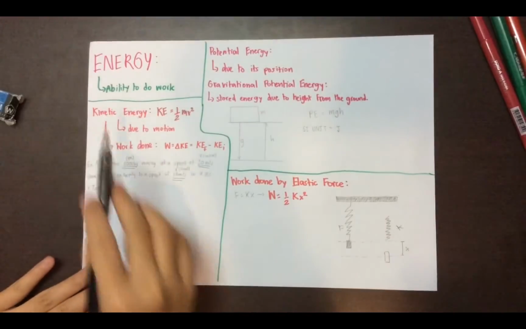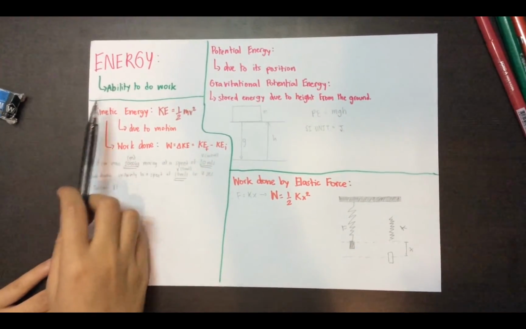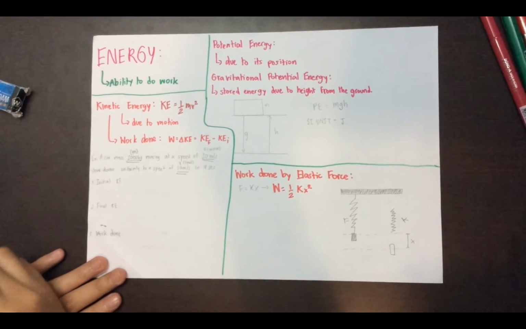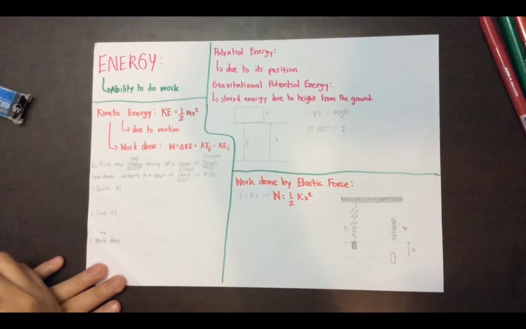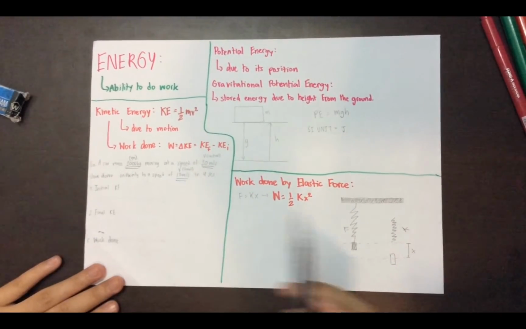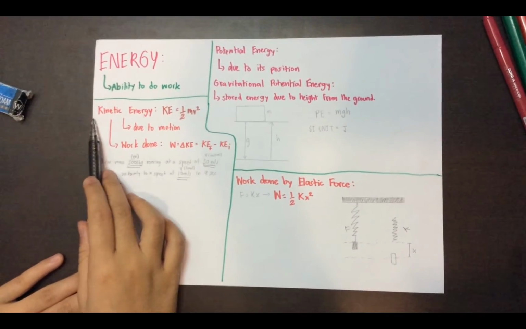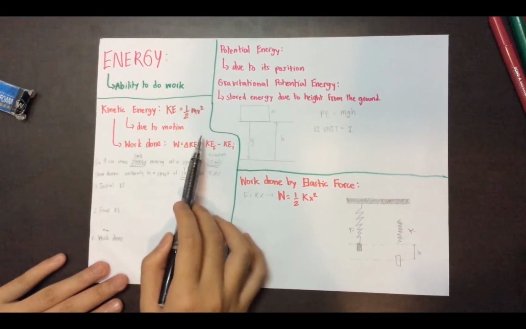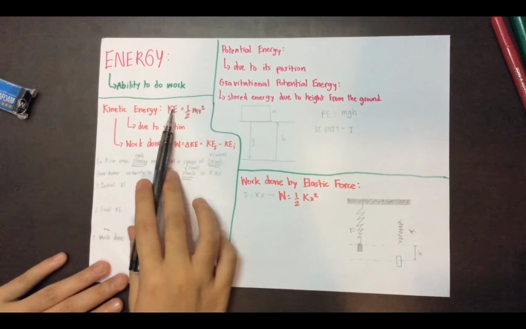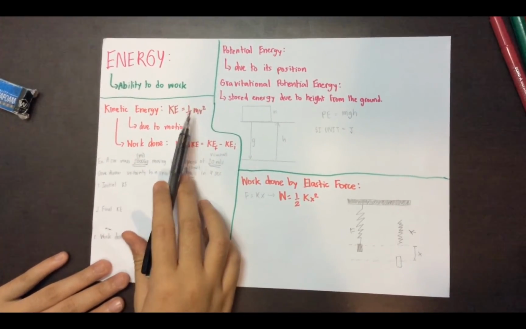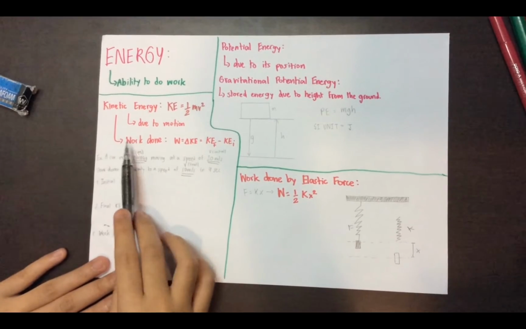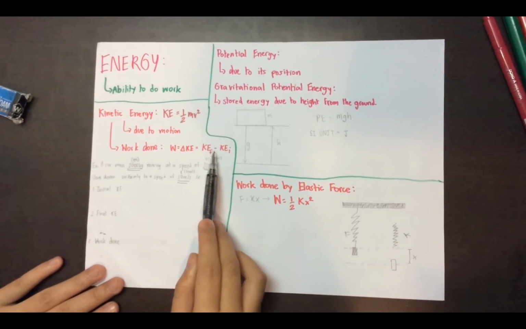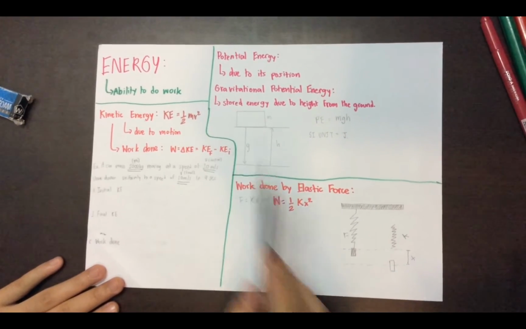We're going to talk about energy. Energy is the ability to do work. Energy can be stored or transferred from place to place or object to object in different ways. The first one is kinetic energy. Kinetic energy is due to motion, so its equation is KE equals 1/2 mv squared. And for work done, it is delta KE, or KE final minus KE initial.